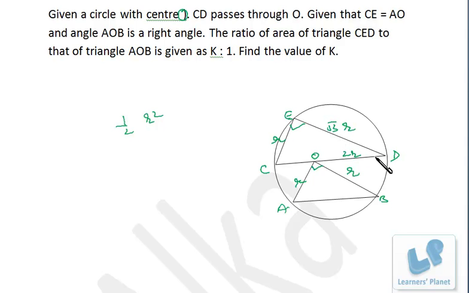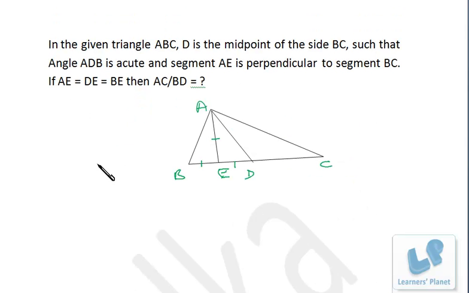Now area of this triangle will be half of base into altitude. So half and half is cancelled. Base into altitude, that is R into root 3 R. So this ratio is what? Root 3 is to 1. That means K is what? Root 3. Okay. I hope you are clear. Now let's try this problem.